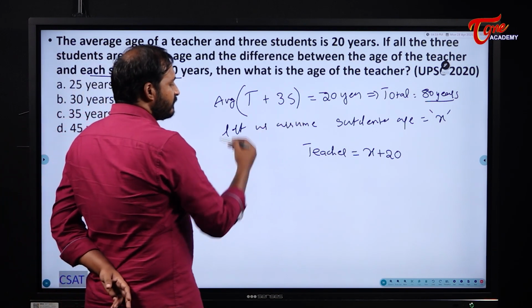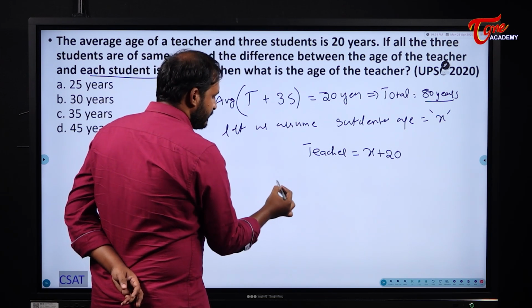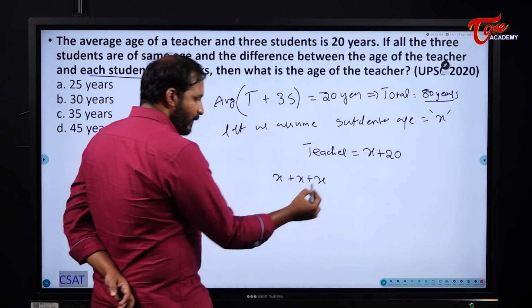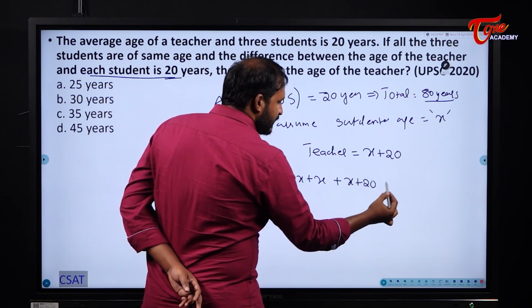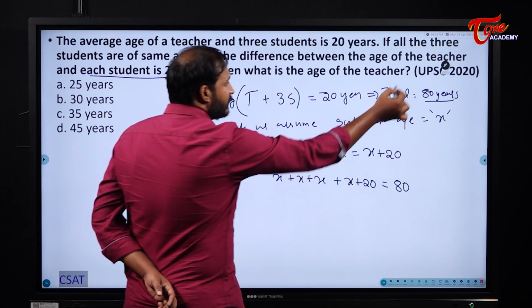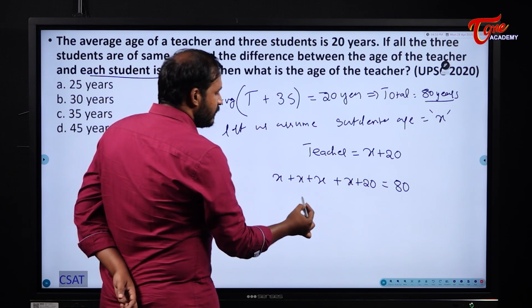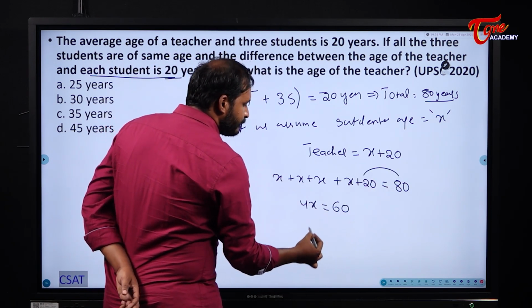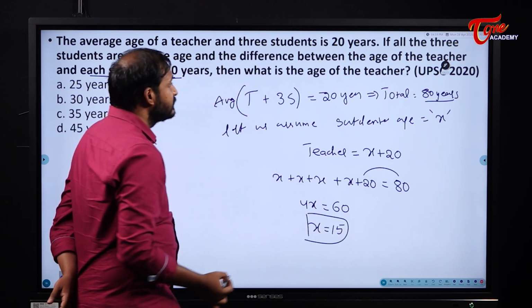Okay. Now from the question, what can we write? 3 students' ages, x plus x plus x. These are the ages of the 3 students. Plus, what is the teacher's age? x plus 20. This sum is equal to what? 80. Very clearly they mentioned in the question itself, right? So now what happens to this? 4x is equal to, if I send 20 to that side, it will become 60. The x value will become what? 15.